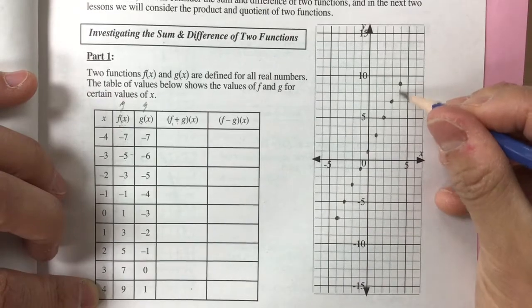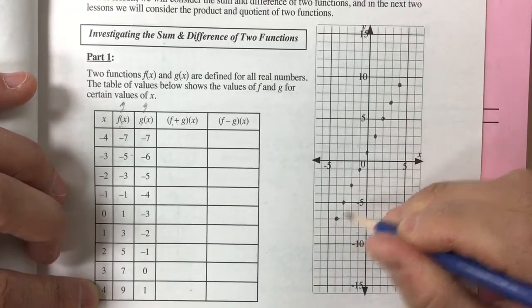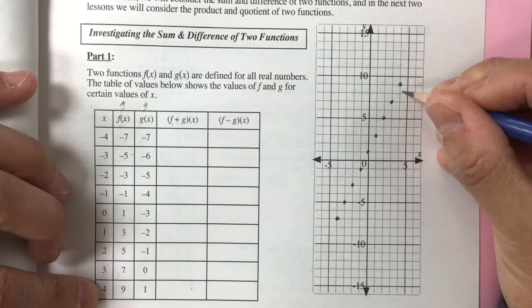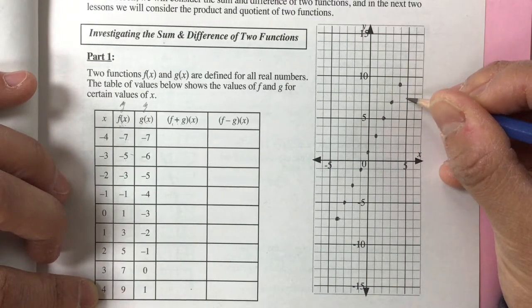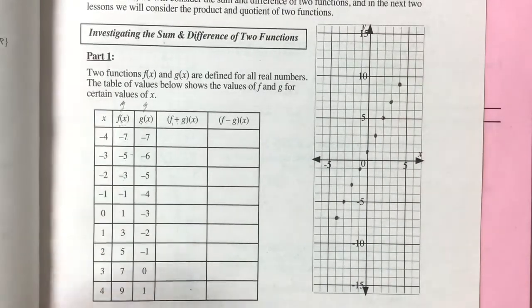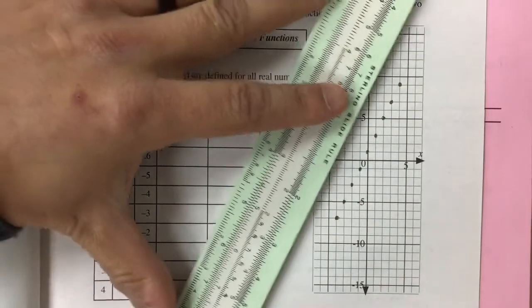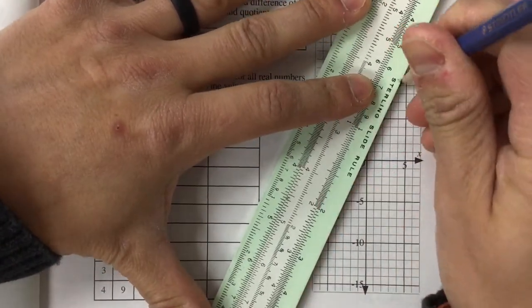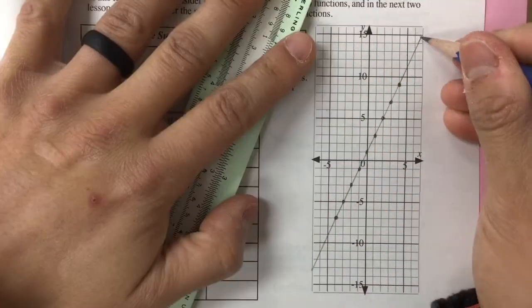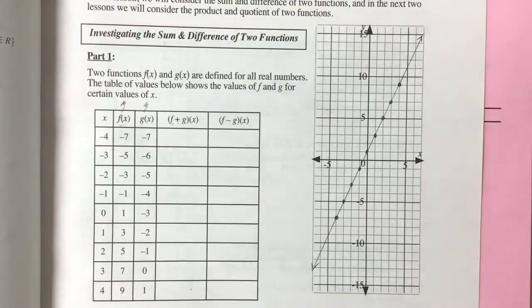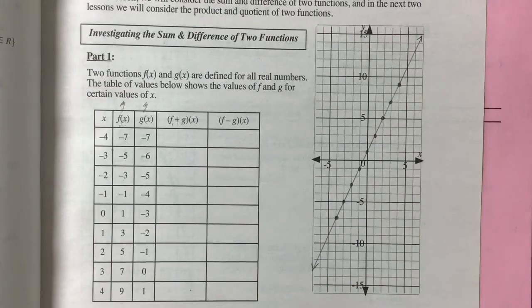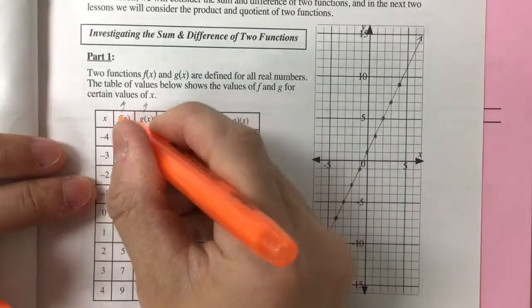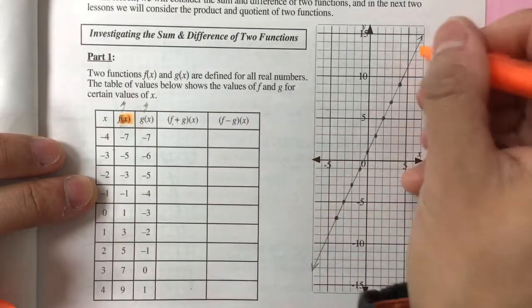Now so far I have my function f of x, and I'm going to label this in a moment. But before I label it, I'm just going to draw my line. So function f of x is going to be the orange line.